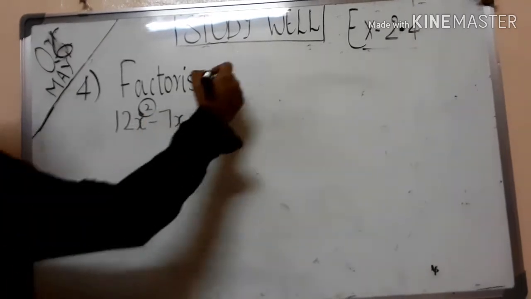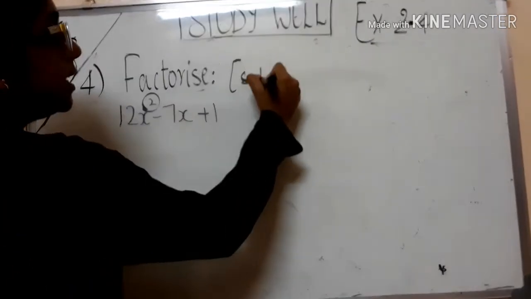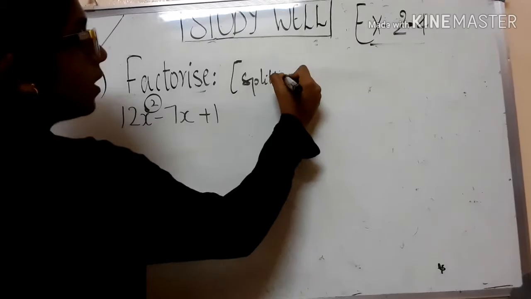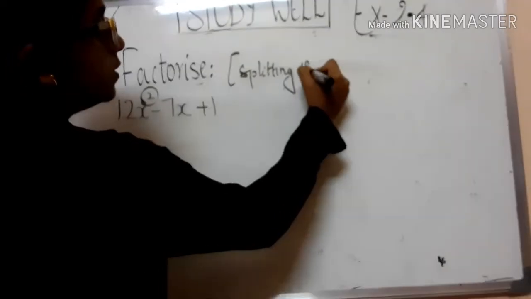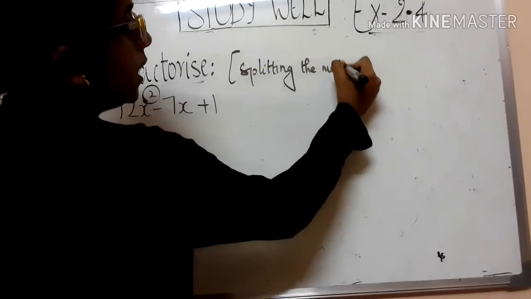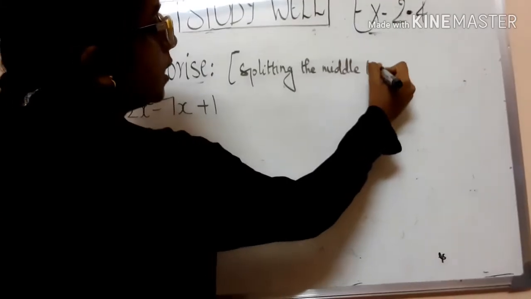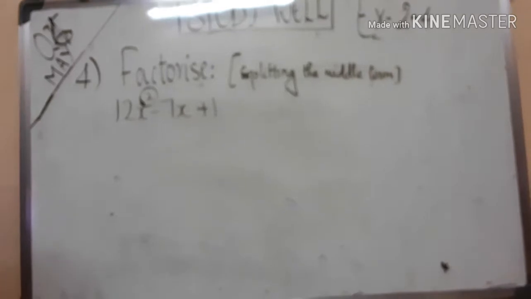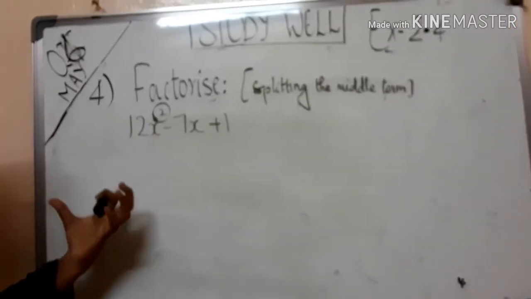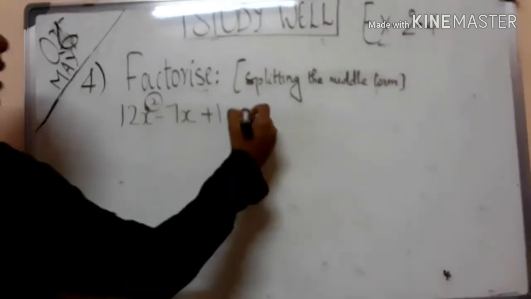Now, the method used to solve this question is the splitting the middle term method. I think by hearing the name itself, you must have understood slightly what method we are using. Here, yes, the middle term, that is 7x, we are going to split into two different numbers.